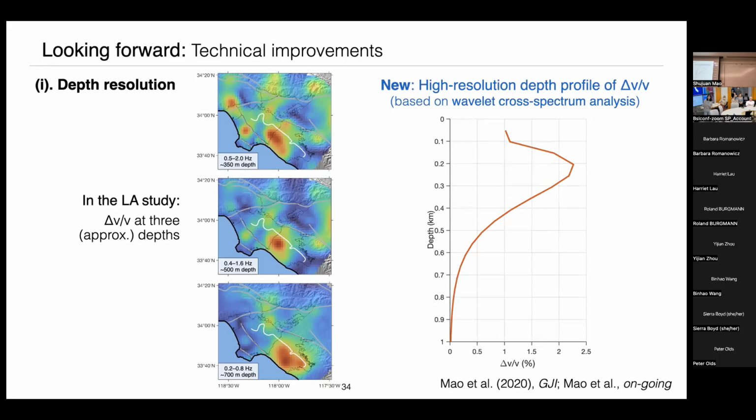But now we have developed and are applying this new technique based on Wigner's cross-spectrum analysis, which gives us delta V over V measurements at a very fine frequency resolution. So with that, we will be able to provide a full depth image of delta V over V.